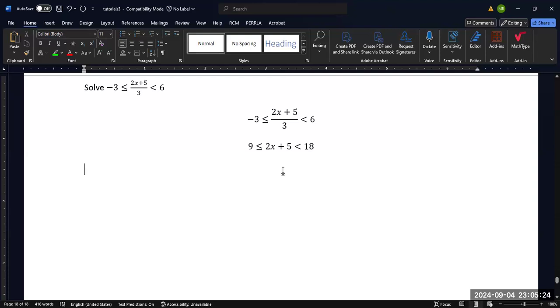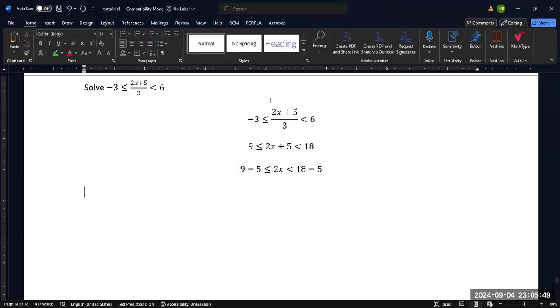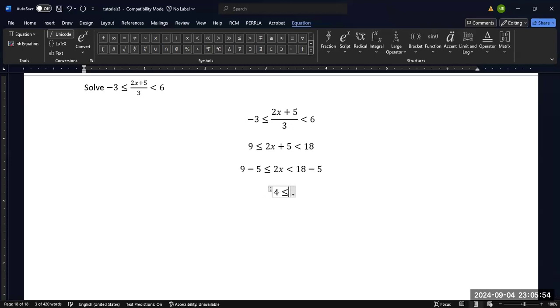So now I'm going to do everything that I would do if I had a regular equation or a regular inequality, but I have to do it to all three parts. So I want to get rid of the 5 in the middle because I need x by itself. So I'm going to subtract 5. So I'm going to need 9 minus 5, and I'm going to need 18 minus 5. So if I simplify, I'm going to get 4, and 18 minus 5 is 13.